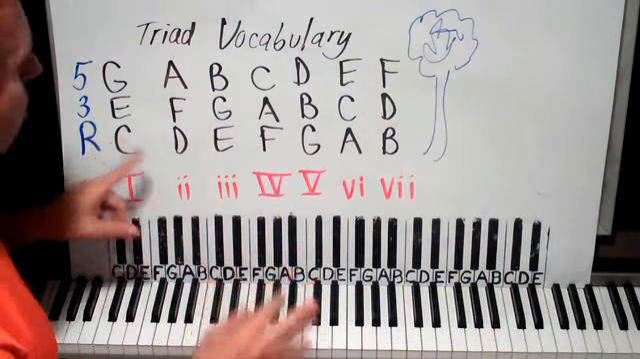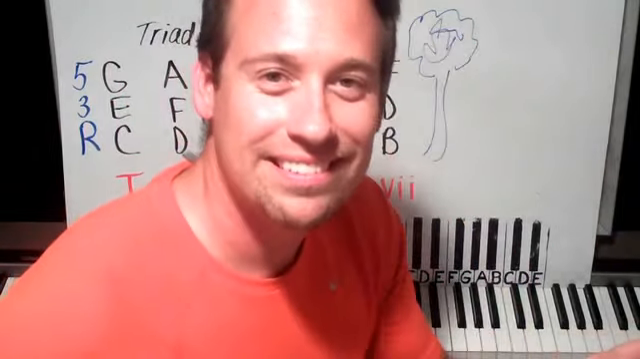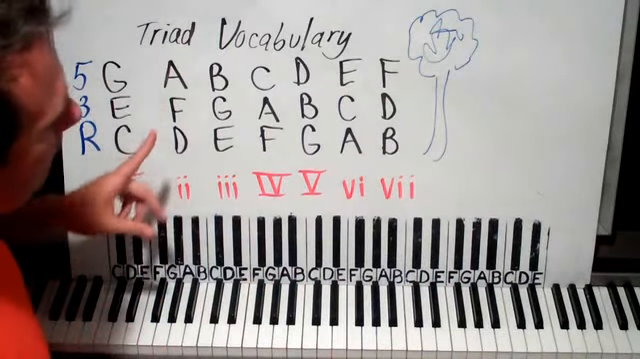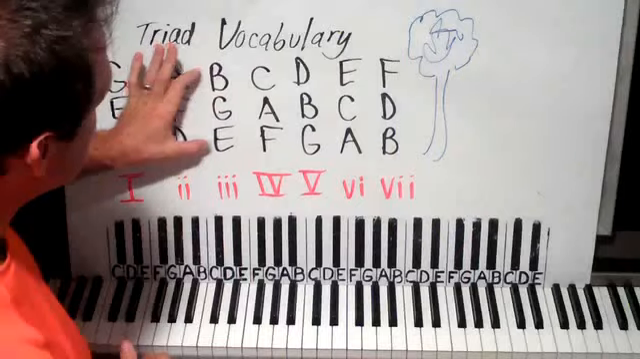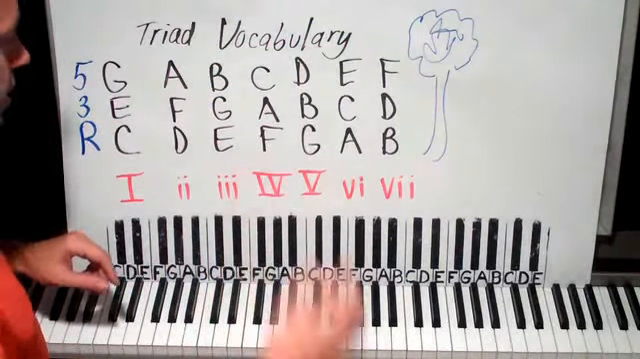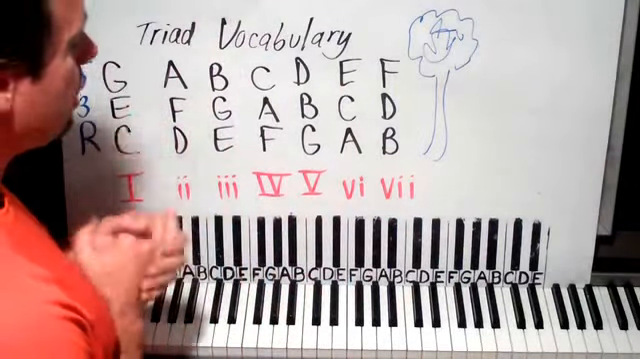And so what that means is you need to memorize C, E, G, D, F, A, E, G, B, F, A, C, G, B, D, A, C, E, B, D, F. I've been saying that since, I don't know, 7 or 8 years old. It's called the triad vocabulary. Memorize those combinations, because those will never change.